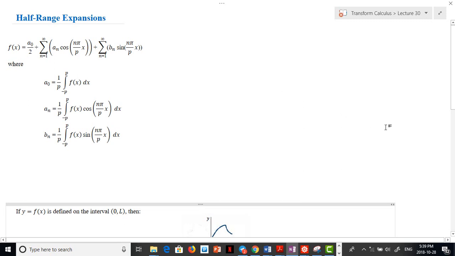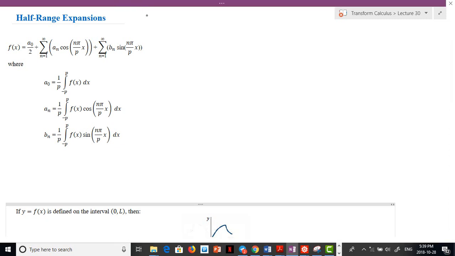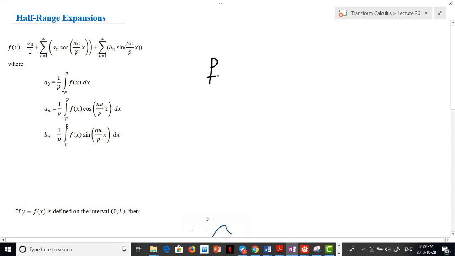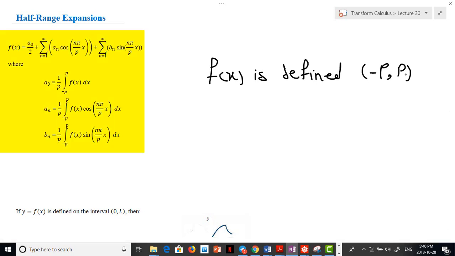So you know that if we have a function f(x) which is defined on the range of minus p to p, in fact, we have a symmetrical range. So you know that the Fourier series of this function is a0 divided by 2 plus summation of an cosine n pi over p x plus summation of bn sine n pi over p x. And we already found a0, we found an, and we found bn.